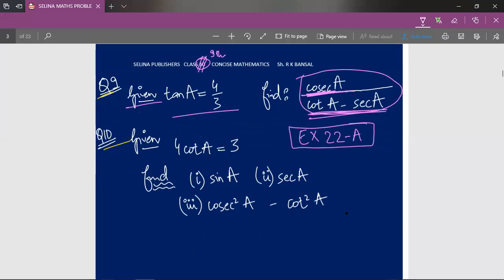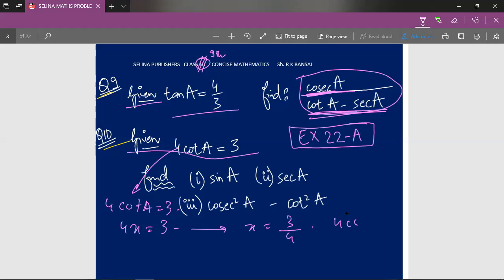Our final question states that given 4 cot A is equal to 3. Most people get confused by this because there's nothing in the denominator. Don't be that panicky. Assume cot A as x. So 4x is equal to 3, so x is equal to 3 upon 4. Likewise, 4 cot A is equal to 3 means cot A is equal to 3 upon 4.